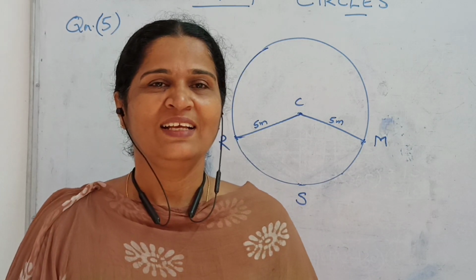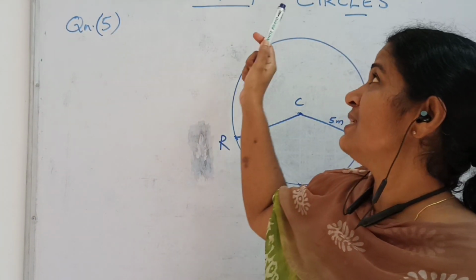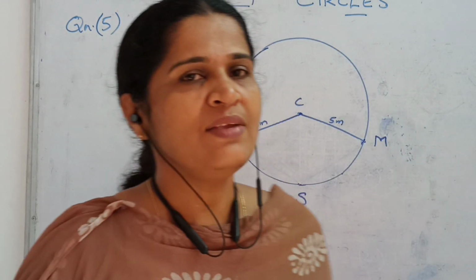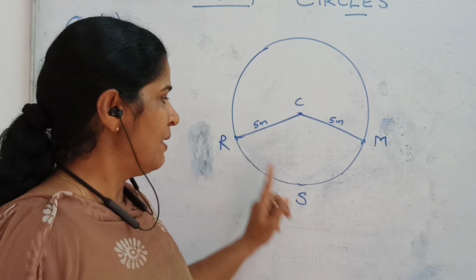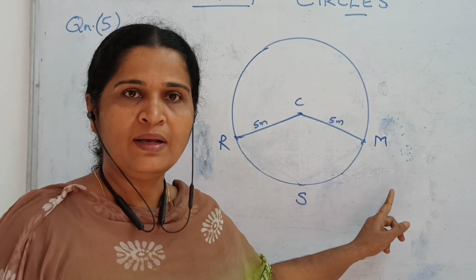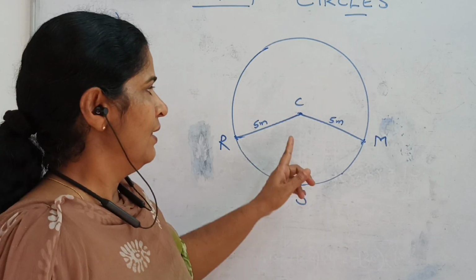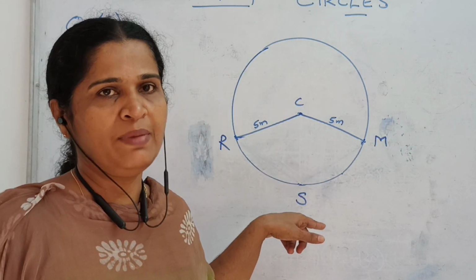Hi students, next we are going to discuss question number 5 of exercise 10.4 related to circles. Let us see what the question says. Three girls, Reshma, Salma and Mandip are standing on a circle drawn in a park. It is said that the radius of the circle is 5 meters.